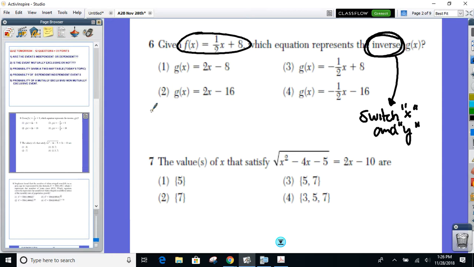So it's going to start off now with X equals 1/2 Y plus 8. And then most of the problems, like this one, you're going to be required to now solve for Y. Get Y by itself. And that's what you and your partner are going to discuss right now. How do I get Y by itself? Go ahead. Get Y by itself. And make sure your answer is up there somewhere.